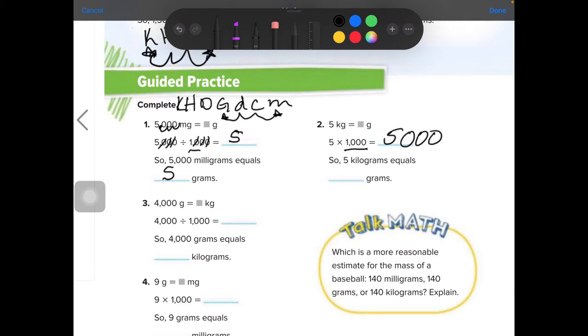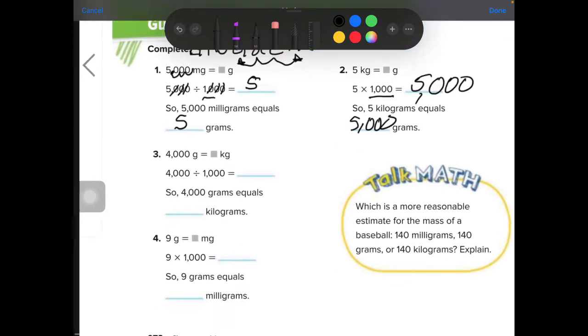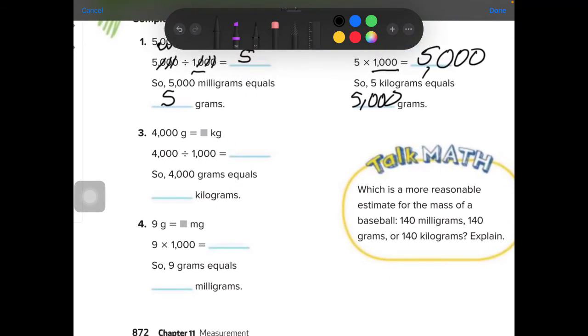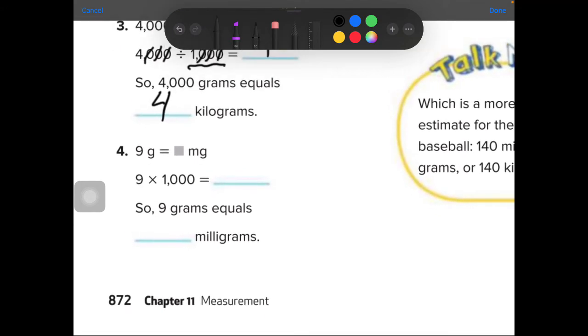So 5 kilograms equals, well, 5,000 grams. Number 3, 4,000 grams into a kilogram. There's 1,000 grams in 1 kilogram, so 4,000 divided by 1,000. 4 divided by 1 is 4, so 4,000 grams equals 4 kilograms. Number 4, grams into milligrams. There are 1,000 milligrams in a gram, so you take 9 times 1,000, and that equals 9,000.